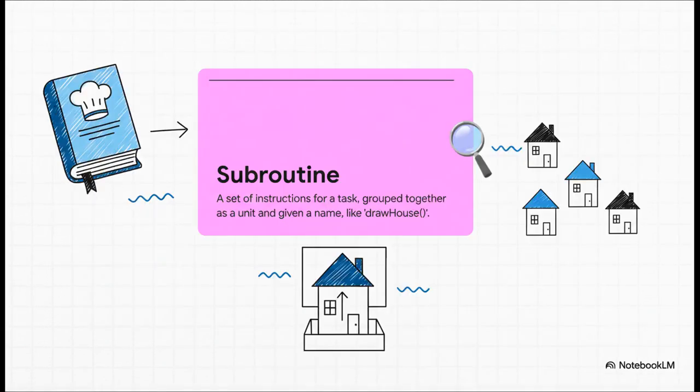So, our very first tool for making these chunks is the subroutine. The best way to think about it is like a recipe in a cookbook. Instead of writing out all the steps for, say, drawing a house every single time you need one, you just create one master recipe, one subroutine, and you name it Draw House. Now, anytime your program needs a house, you just say, hey, run Draw House, and the computer knows exactly what to do. It's the absolute core idea behind organized, reusable code.